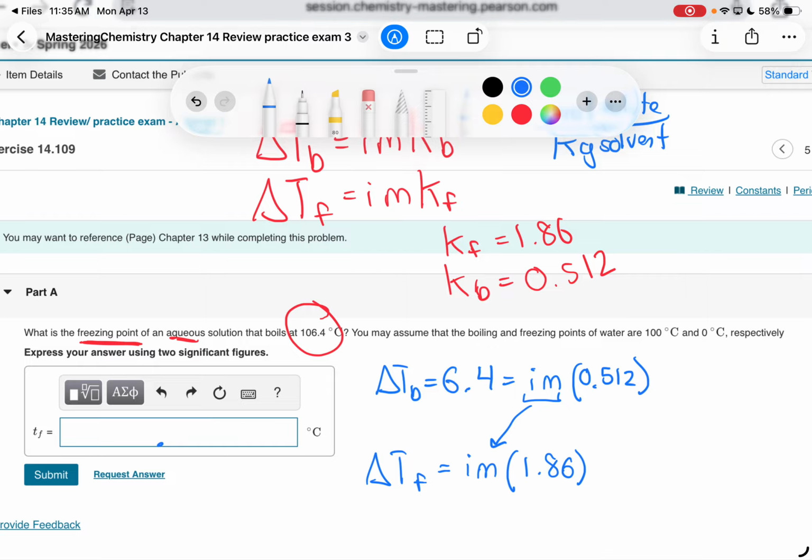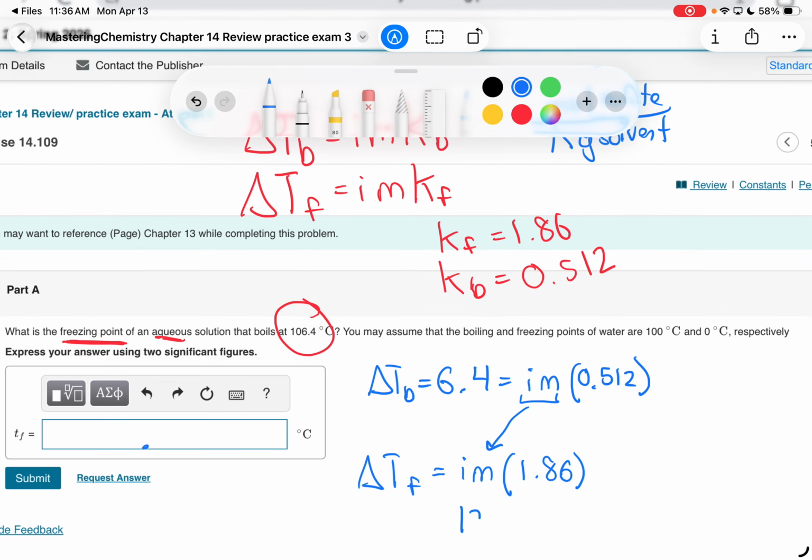So we use the boiling point one to solve for I times M. 6.4 divided by 0.512. So I times M is 12.5. So then the change in freezing point is 23.25, which means the new freezing point is negative 23.25. Okay, and that's always going to be the case, where the change in freezing point is more dramatic than the change in boiling point.